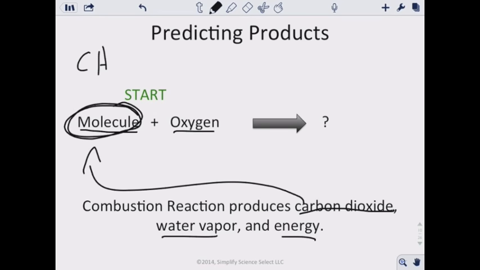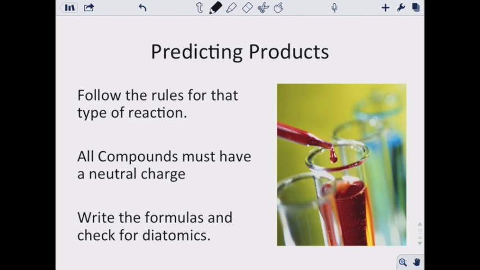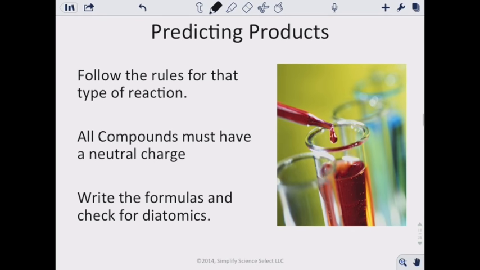Okay, if you don't have carbon in that molecule, you can't produce carbon dioxide. But generally, in a combustion reaction, you're always going to produce water vapor and energy, and you only produce carbon dioxide if that molecule has a carbon in it. So when we're predicting products, we follow the rules for that type of reaction.